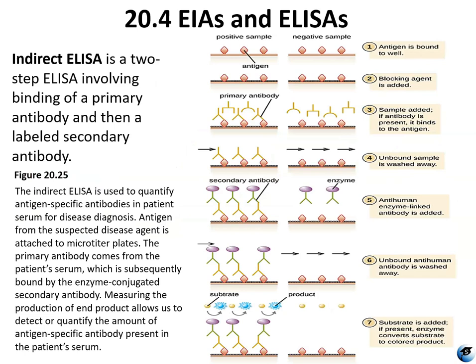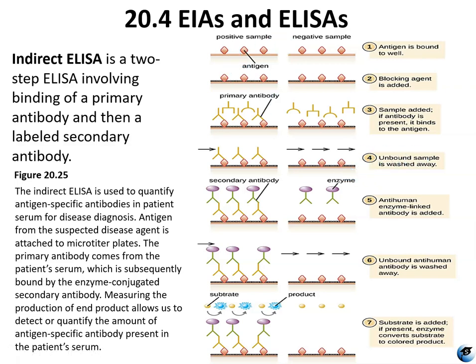Now, this is an indirect ELISA, and as you can see, there are several more steps to this. So it starts the same. You have antigen, so you put the antigen in the wells, then you have to add what is known as a blocking agent, and then you add the sample. So the sample is coming from the patient, and you're trying to see if the antibody that you're looking for is there or it's not there. If the antibody is there, then it will bind to the antigen that's already in the solution. If it's not there, then it does end up getting washed away in the next step.